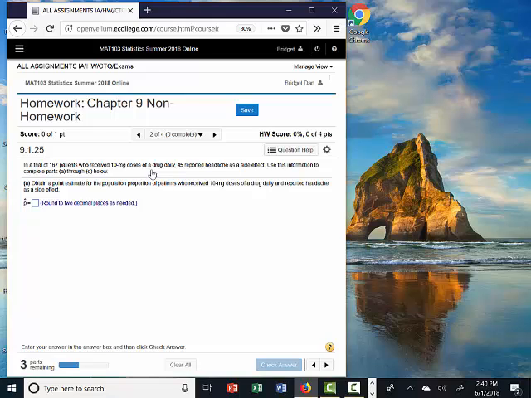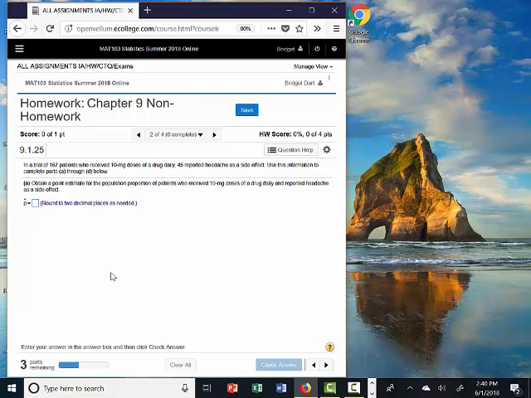In a trial of 167 patients who received a 10 milligram dose of drug daily, 45 reported headaches as a side effect. And so part A here is just asking for p hat. Since we know this is in chapter 9, we know this is eventually going to lead to a confidence interval. There are, of course, 3 more parts. One of them is going to be the confidence interval.